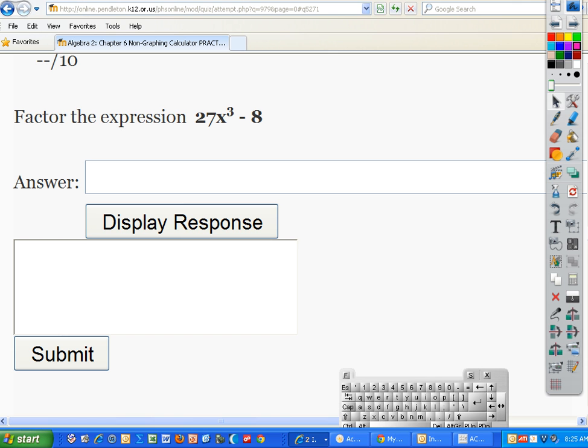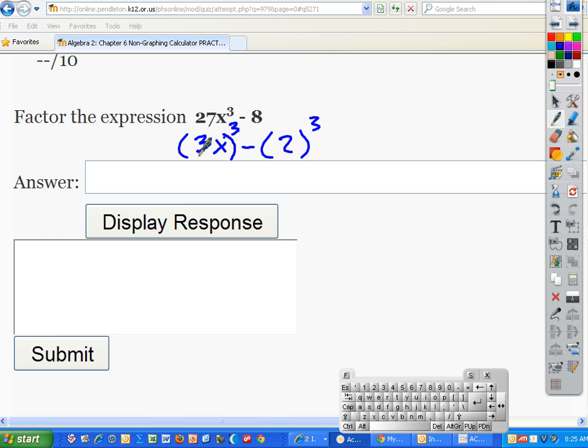That pattern. First, we have to think of a way that we can write that as something cubed minus something cubed, right? The second one would just be a 2. That's pretty easy. But what's the first one? I've got to be able to cube this whole thing and get 27 times x cubed. So when I distribute the power of 3 to the x, I'm going to get an x cubed. But I have to pick the number whose cube is 27, which would be 3, right?